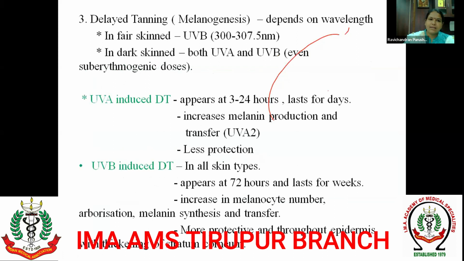Then another is delayed tanning. Here the radiation stimulates melanogenesis. It starts stimulating melanin synthesis and increasing the melanin content in the melanosomes, and it usually appears around 2 to 3 days later and lasts for a long time. If it is because of UVA, it appears in 3 to 24 hours and lasts for a day. If it is because of UVB, it appears around 72 hours and lasts for a long time.